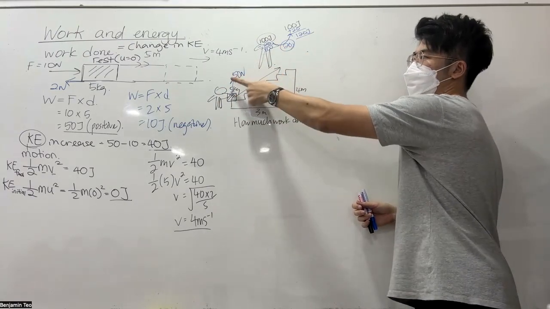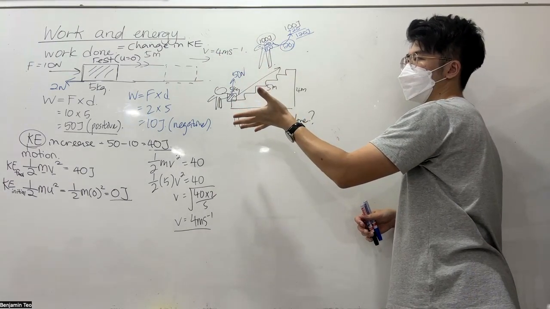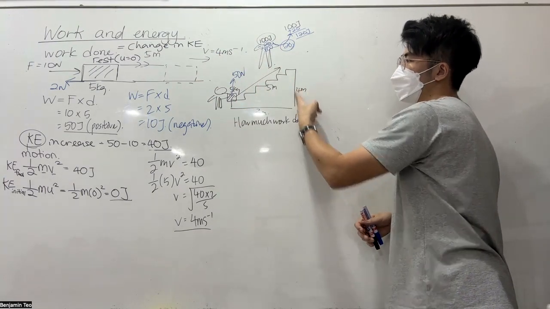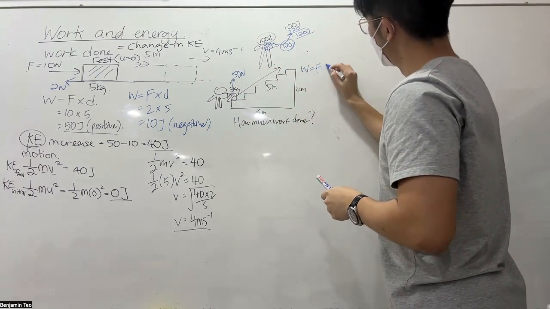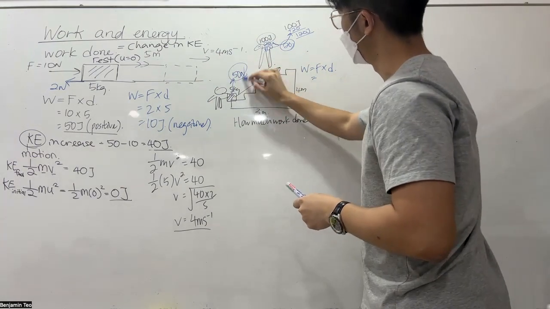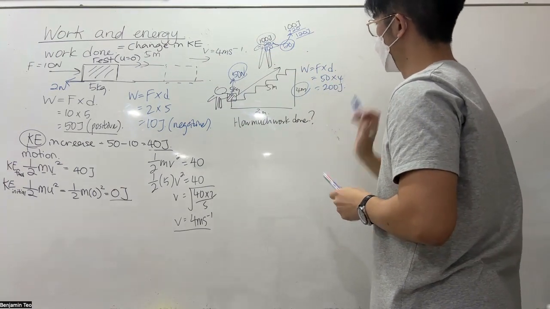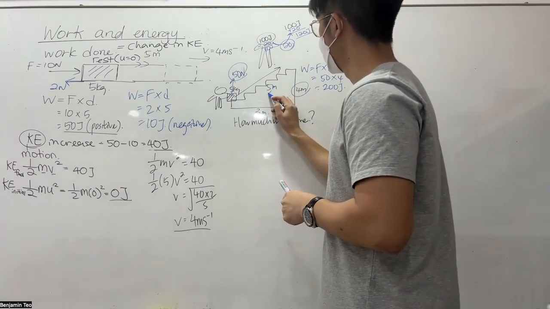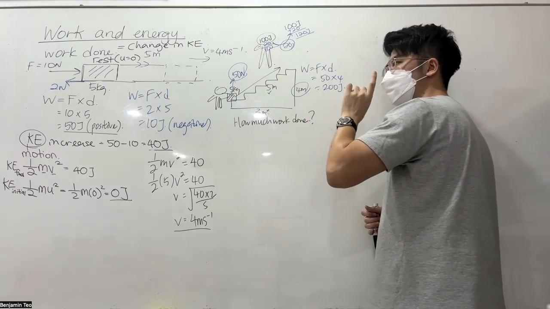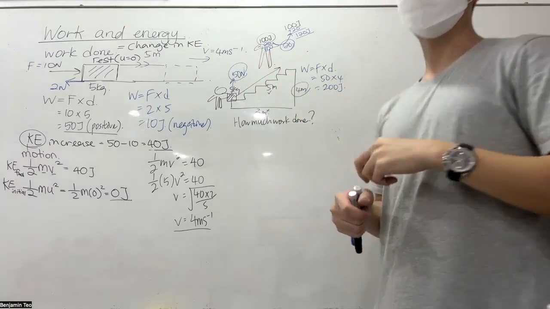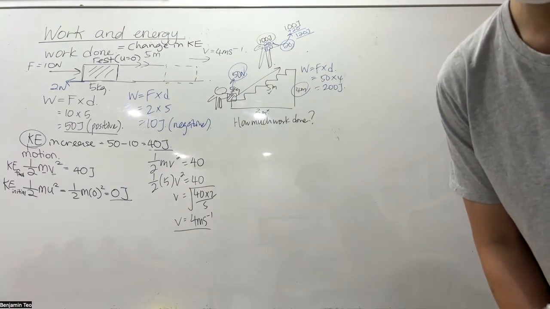Is this distance in the same direction as the force? No, it's not parallel. So can I take this distance? Cannot. Which distance should I take? The vertical distance. So when you calculate work done, W equals force times distance. This one with this one, 200 joule. This one we cannot take. We only take the vertical distance. So again, the distance must be in the same direction as the force for work to be done.